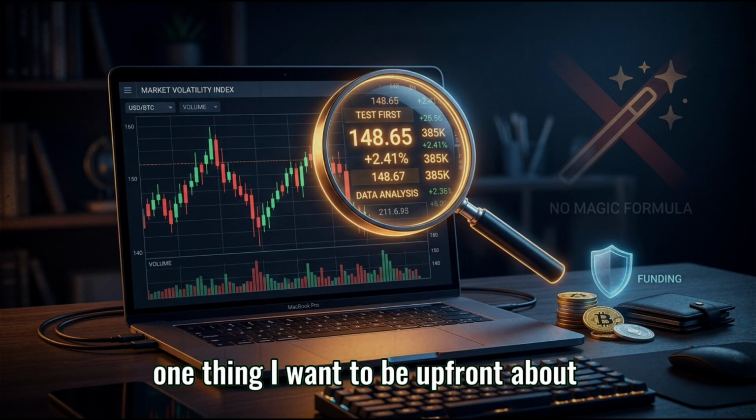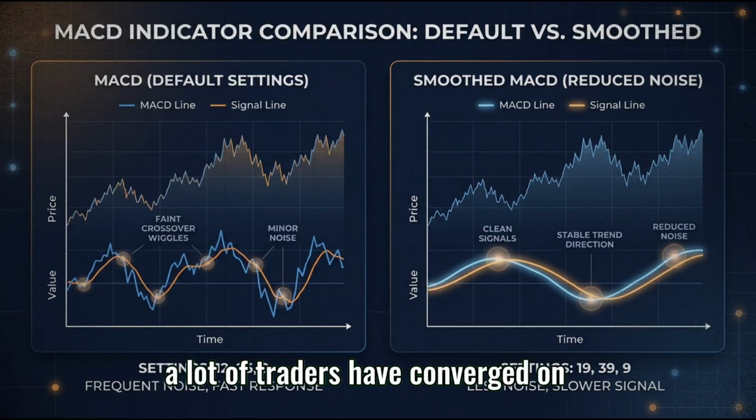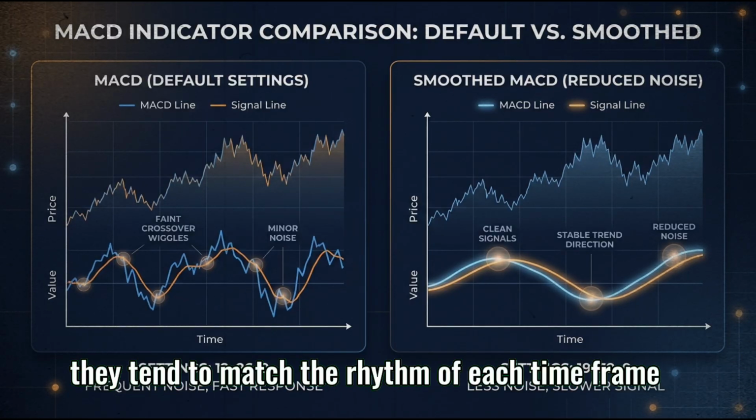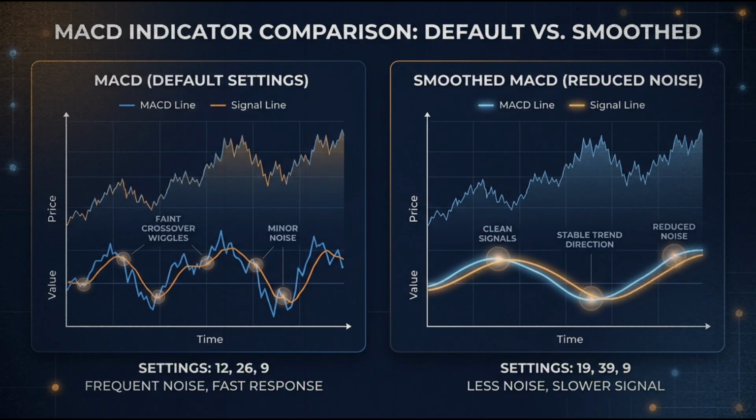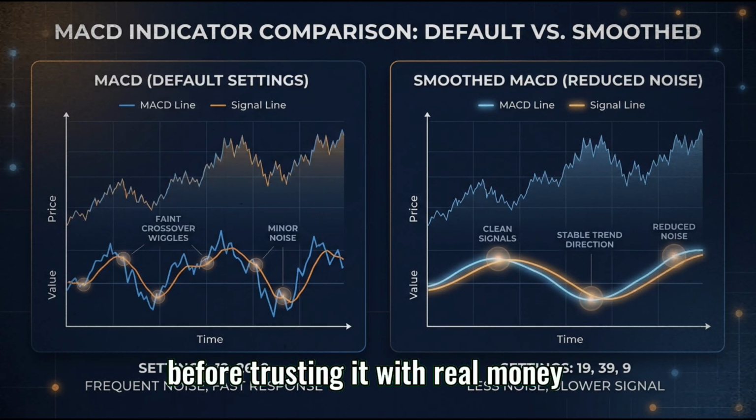One thing I want to be upfront about: none of these are magic numbers. They're starting points a lot of traders have converged on because they tend to match the rhythm of each time frame. Test any setting on your specific market before trusting it with real money.